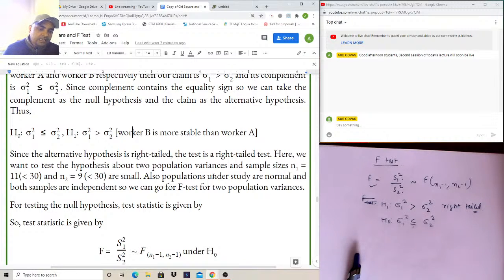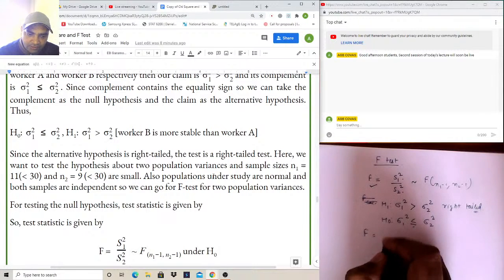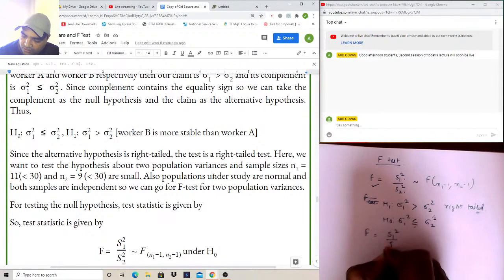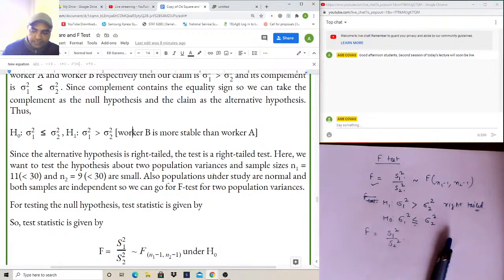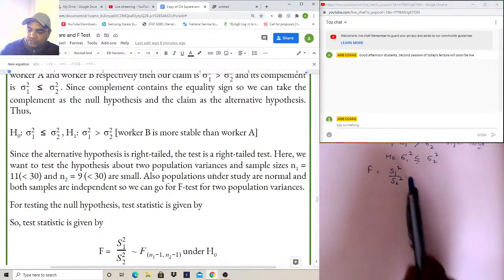Here we want to test the hypothesis about two populations' variances, and the sample sizes N1 was 11, N2 was 9, which are small. Also the populations under study are normal and both samples are independent. So we can go for the F test for two population variances. What will be our F test? F will be equal to S1 square upon S2 square, isn't it?